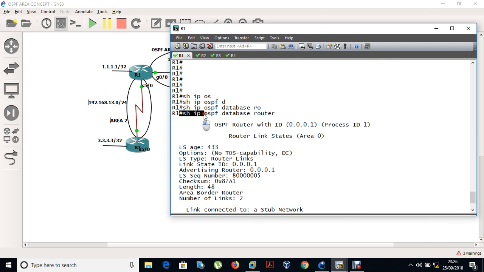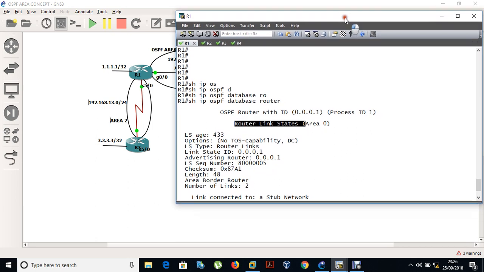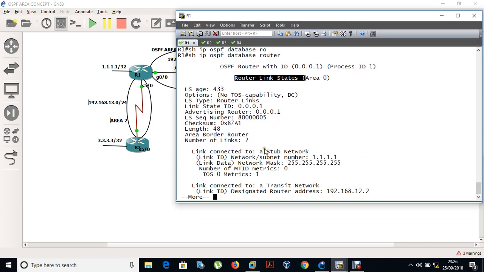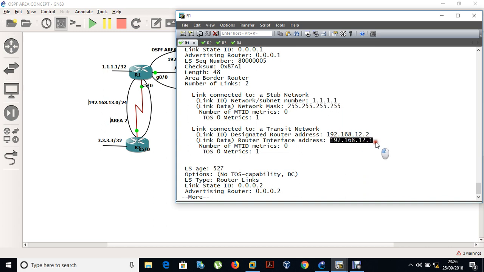If you execute the command show ip ospf database router on R1 or any router, it shows you the router link LSAs. The router will tell you it has two links connected, which is what R1 is advertising: network 1.1.1.1 and network 192.168.2.0. The two links are this link and this link, and it also mentions that it's not the DR. The DR is R2, as you can see, 192.168.2.1.